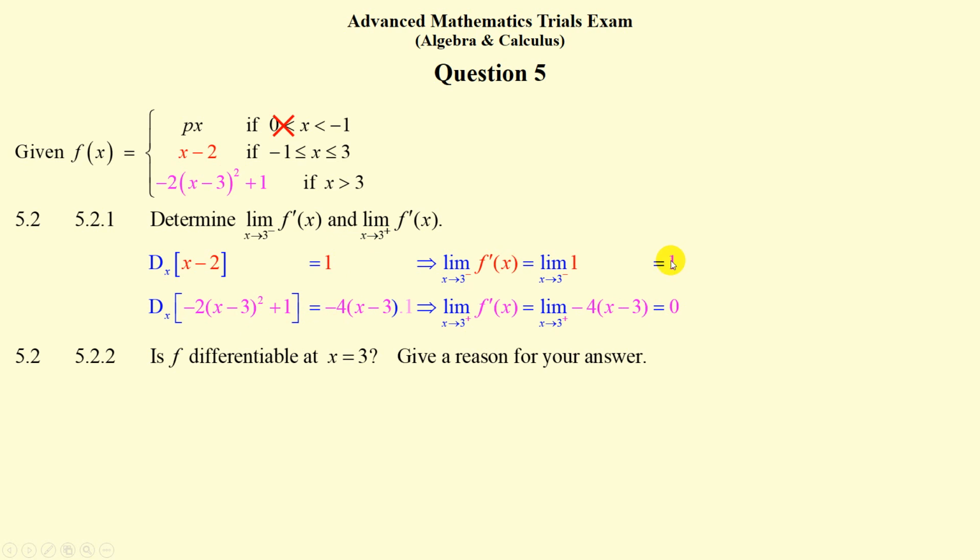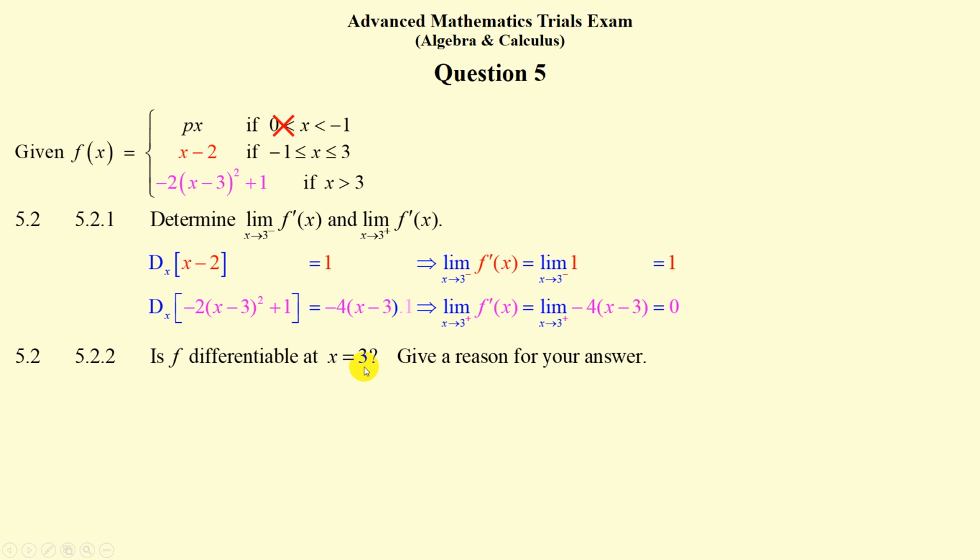So we have 1 for the limit of f prime of x as x tends to 3, the left limit, and we have 0 for the right limit. The left limit comes from substituting into whatever it is on the left of 3, and the right limit comes from substituting into whatever it is on the right of 3. But remember, it's derivatives we're now doing. The limit of its derivative, the limit of that one's derivative.